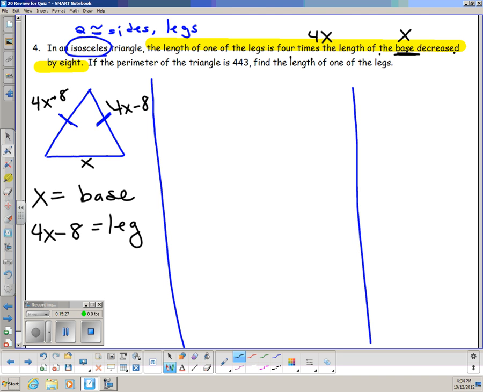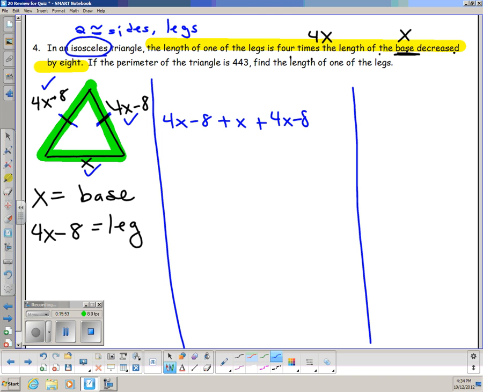The next sentence says, if the perimeter of the triangle is 443, we want to find the length of one of the legs. The perimeter means I'm going to add up all of the sides. And again, you have to be a good security guard. Security guard walks the perimeter. They walk around the whole object. So I must add up all the sides. So I'll start off with the 4x minus 8 plus the x. And notice I'm checking off while I do it. Plus the 4x minus 8. And that equals 443. And now I solve my equation again. So 4x plus 1x plus 4x is 9x.